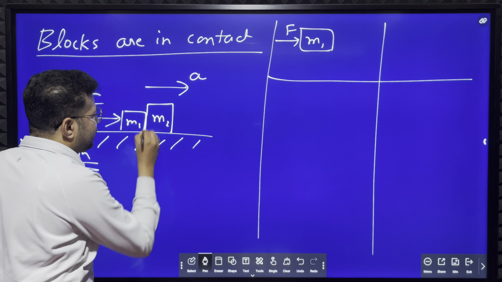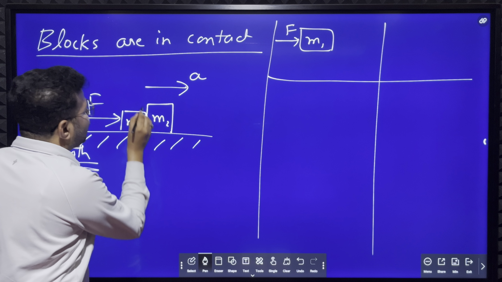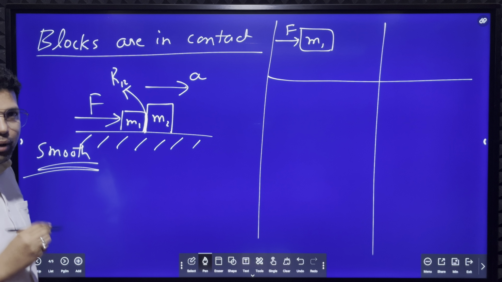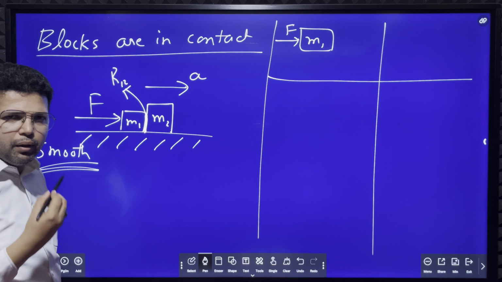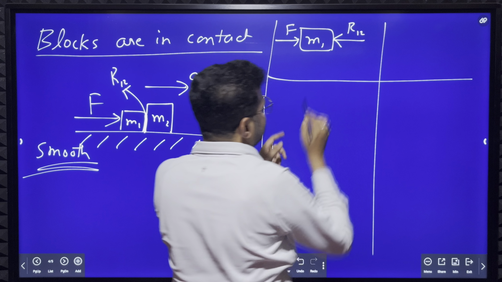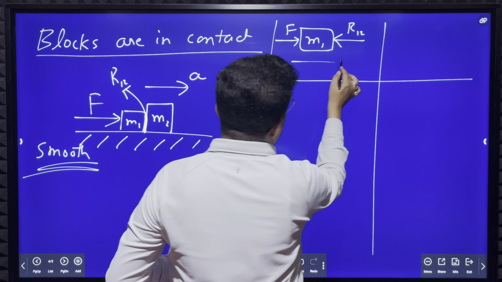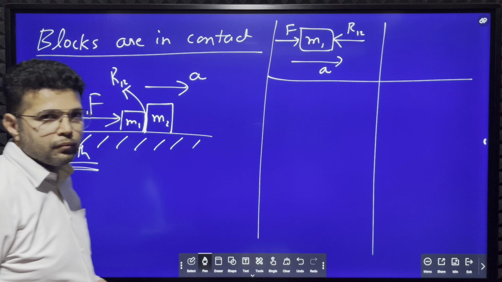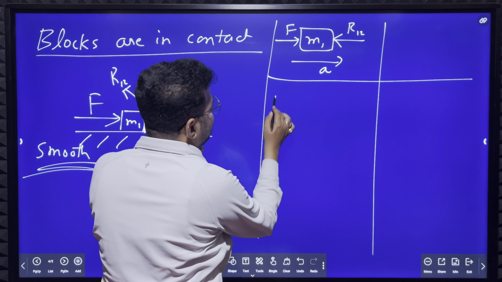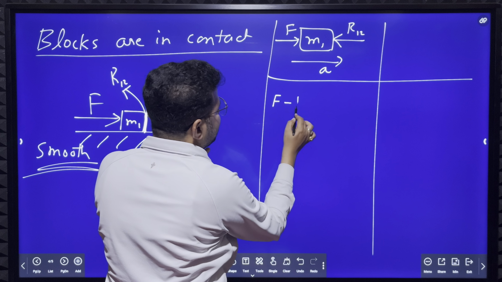So between the surfaces here, there is a reaction force. That reaction force, I represent it as R12. R12 stands for the reaction force between m1 and m2. That reaction force is not allowing m1 to go easily. So what does it mean? That reaction force is acting in the opposite direction. So these two forces are responsible for acceleration. m1 is accelerating forward, so which is the bigger force? F is the bigger force. F minus R12 will be equal to m1 into a. This is equation number 1.